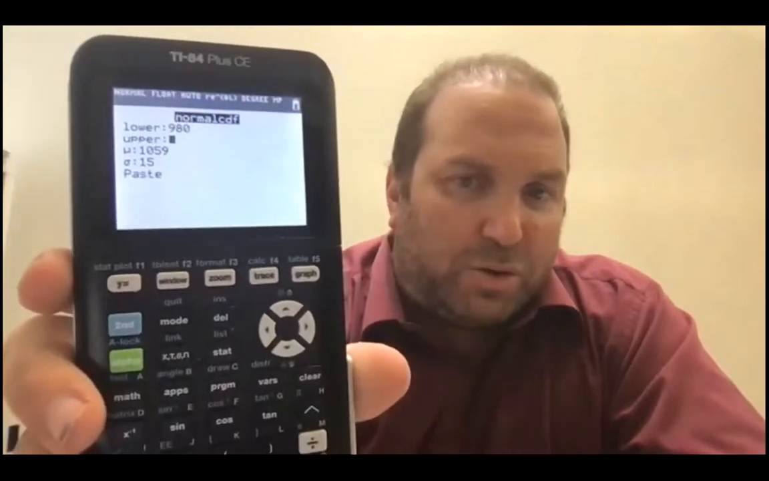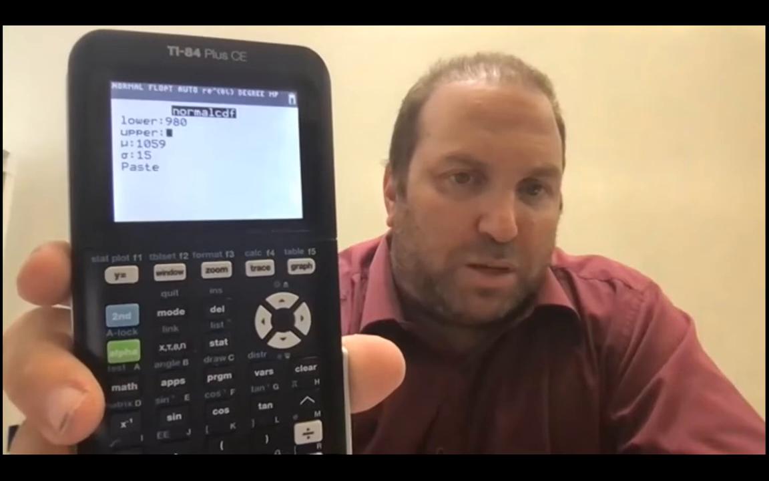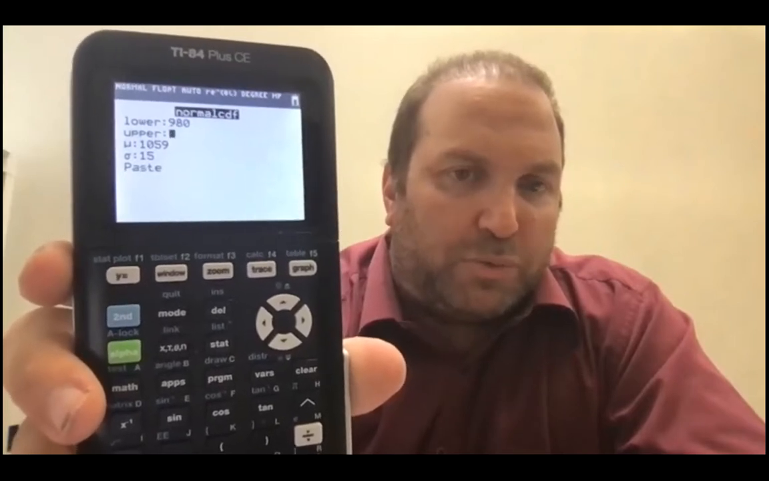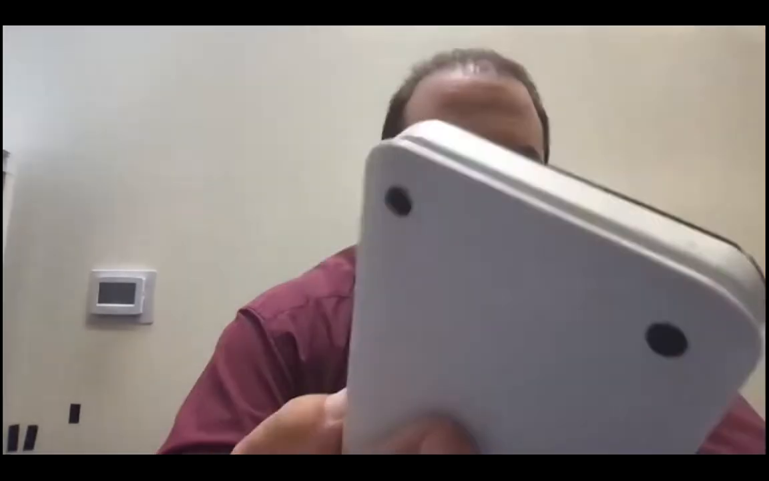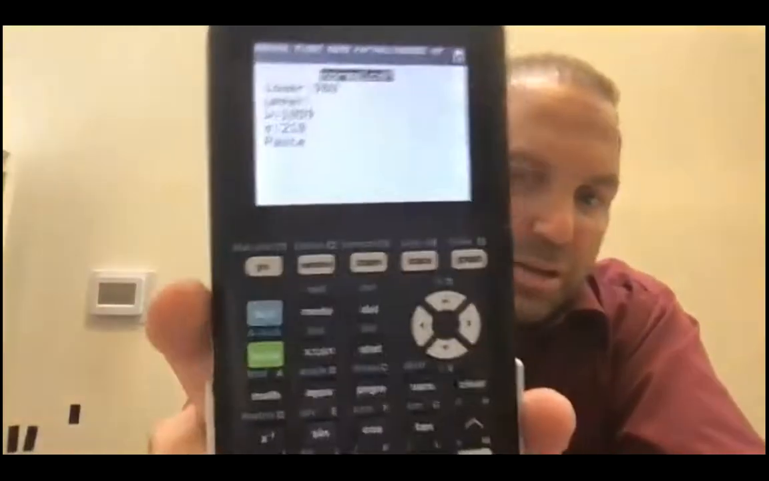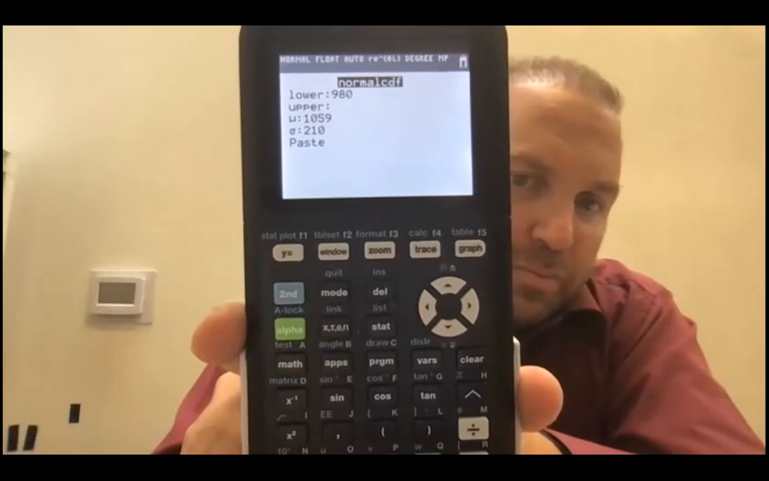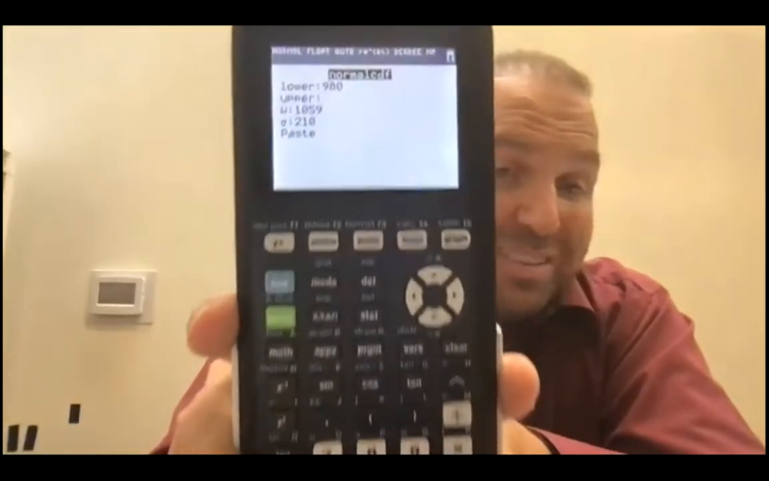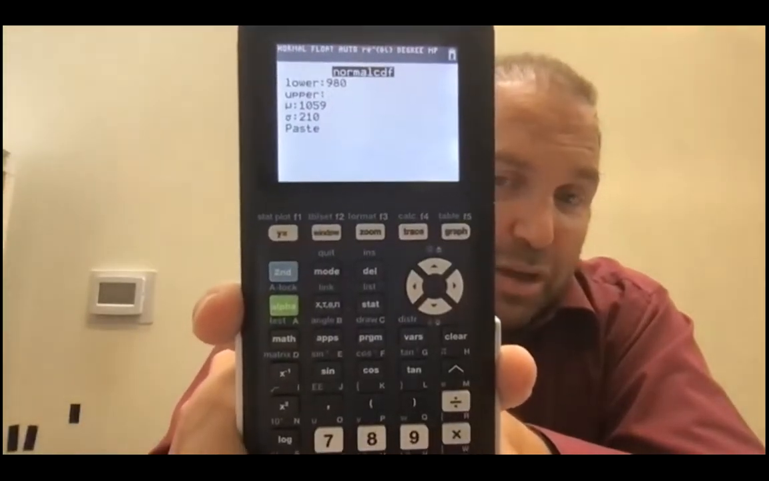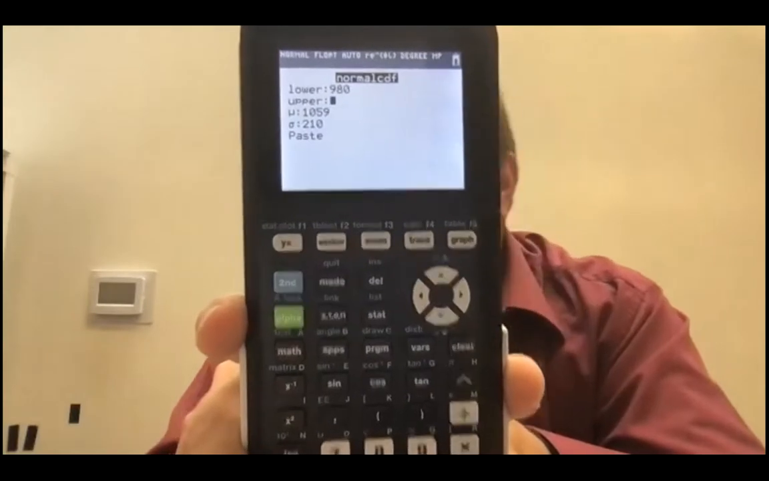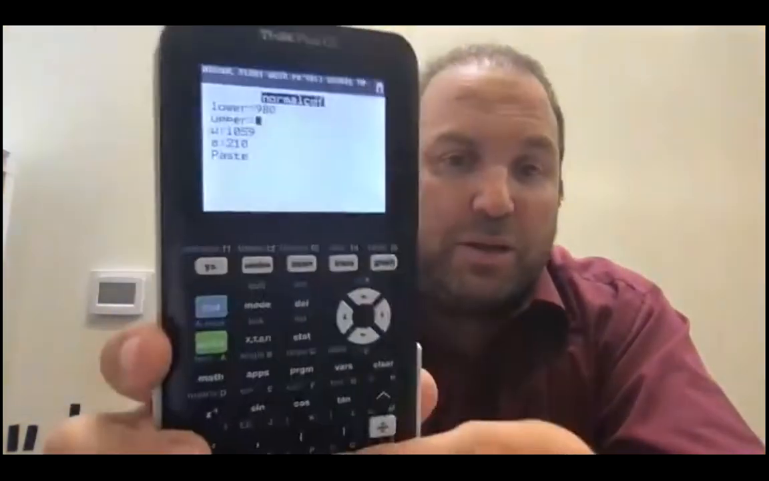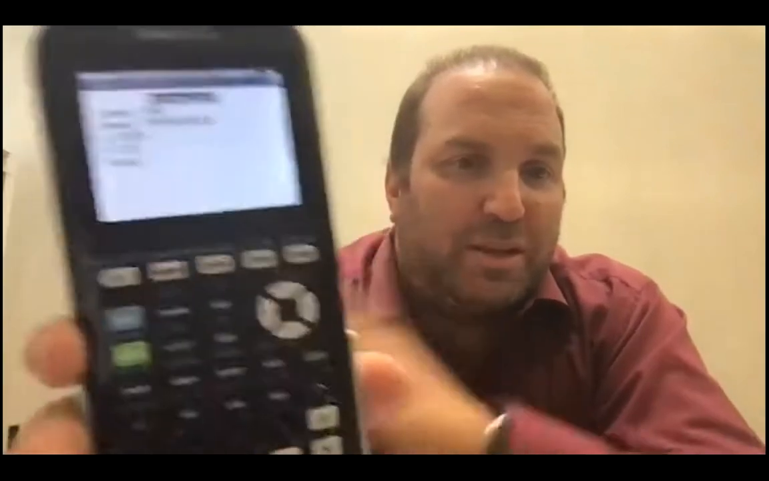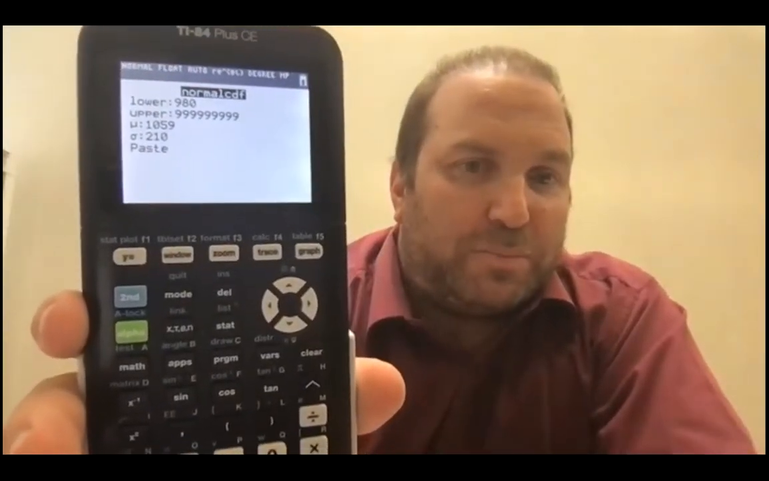So I put in the lower, 980. I skipped the upper for a minute. I put in the mu, 1059. What do I put in for sigma? 210. Okay, so I just put in sigma 210. The question is, what do I put in for the upper? Is it infinity? I would love to put in infinity, but unfortunately, infinity is not a number. So how can I tell my computer to put in infinity? I just hit 9 a bunch of times. I just tell it to put in a very large number.